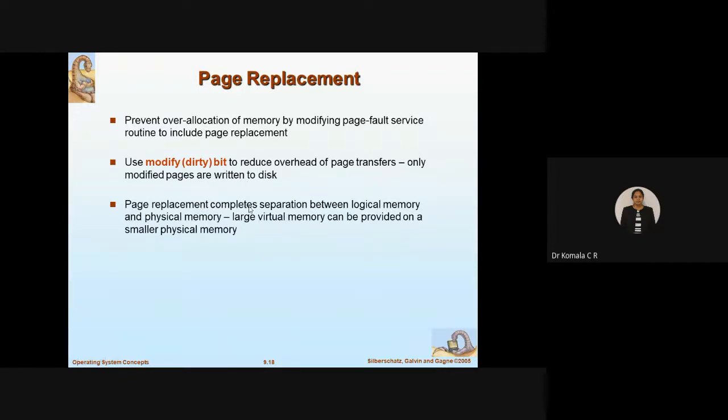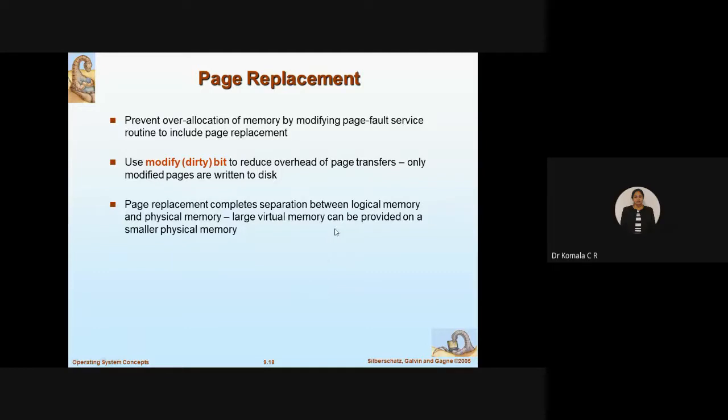So page replacement completes the separation between logical and physical memory. This concept will complete the method of what? The separation between... virtual memory means what? Separation of logical and physical. How are we going to do it? With the help of the concept called page replacement. So here a large virtual memory can be provided on a smaller physical memory.